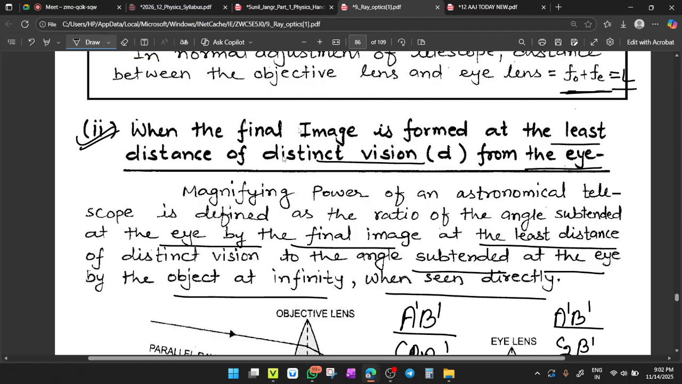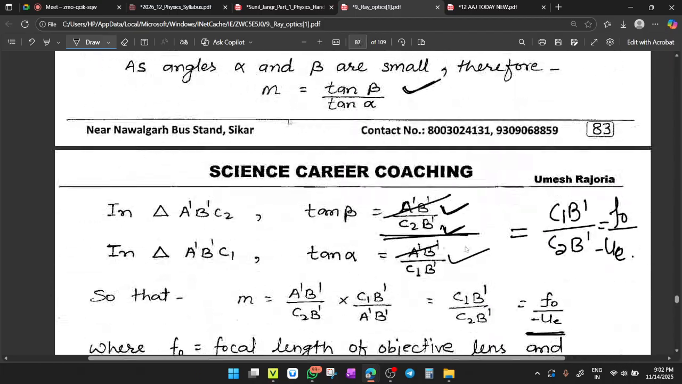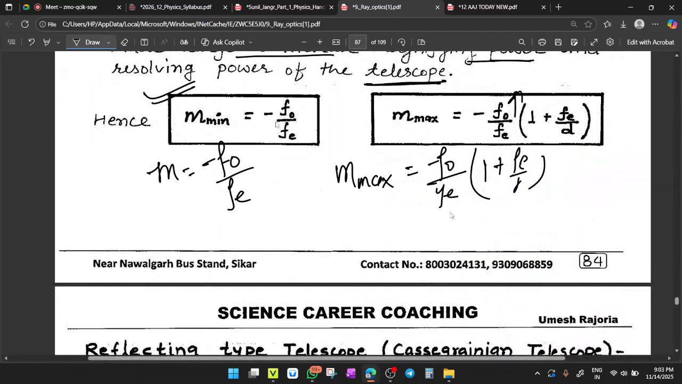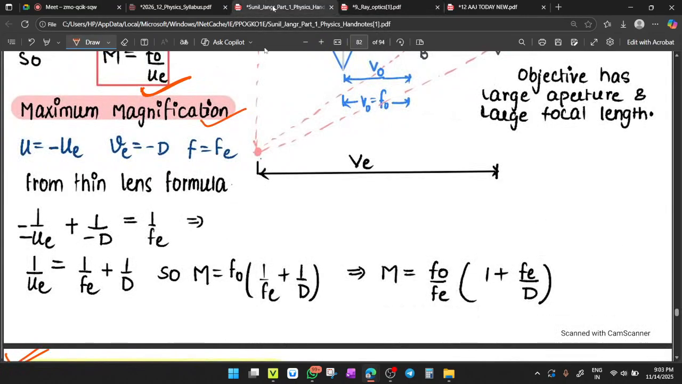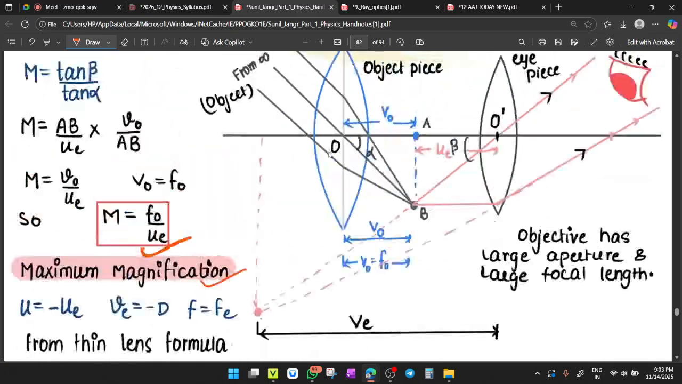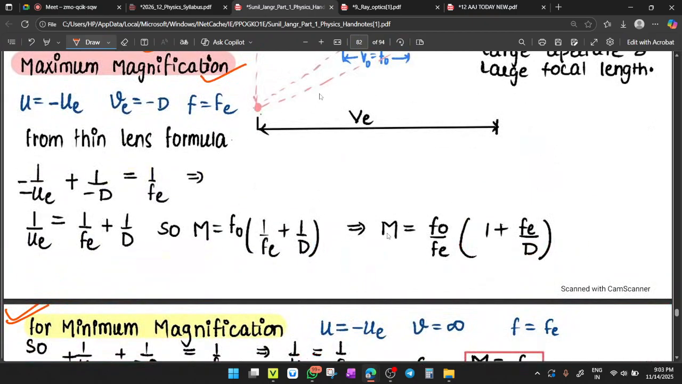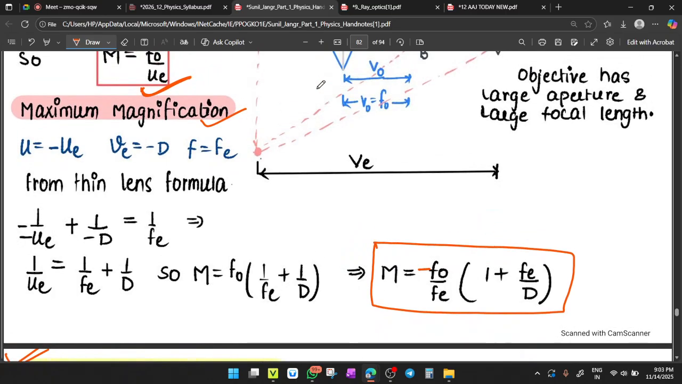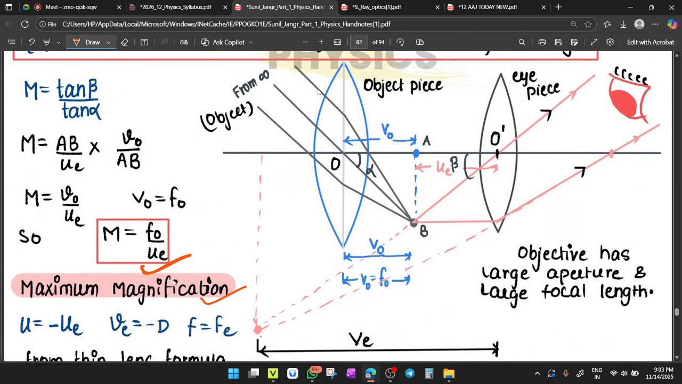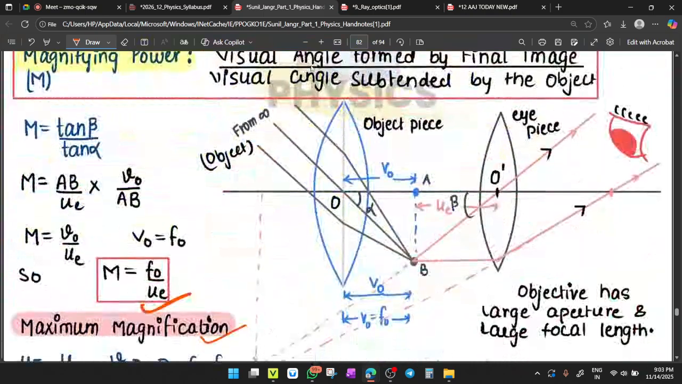Okay, so this is the derivation for when your final image is at the least distance of distinct vision. Maximum magnification. Two types of magnification are there. First, minimum magnification equals FO upon FE, and maximum magnification is given by FO upon FE times 1 plus FE by D. Clear? A negative sign will be there also. So three formulas related to magnification for our astronomical telescope.